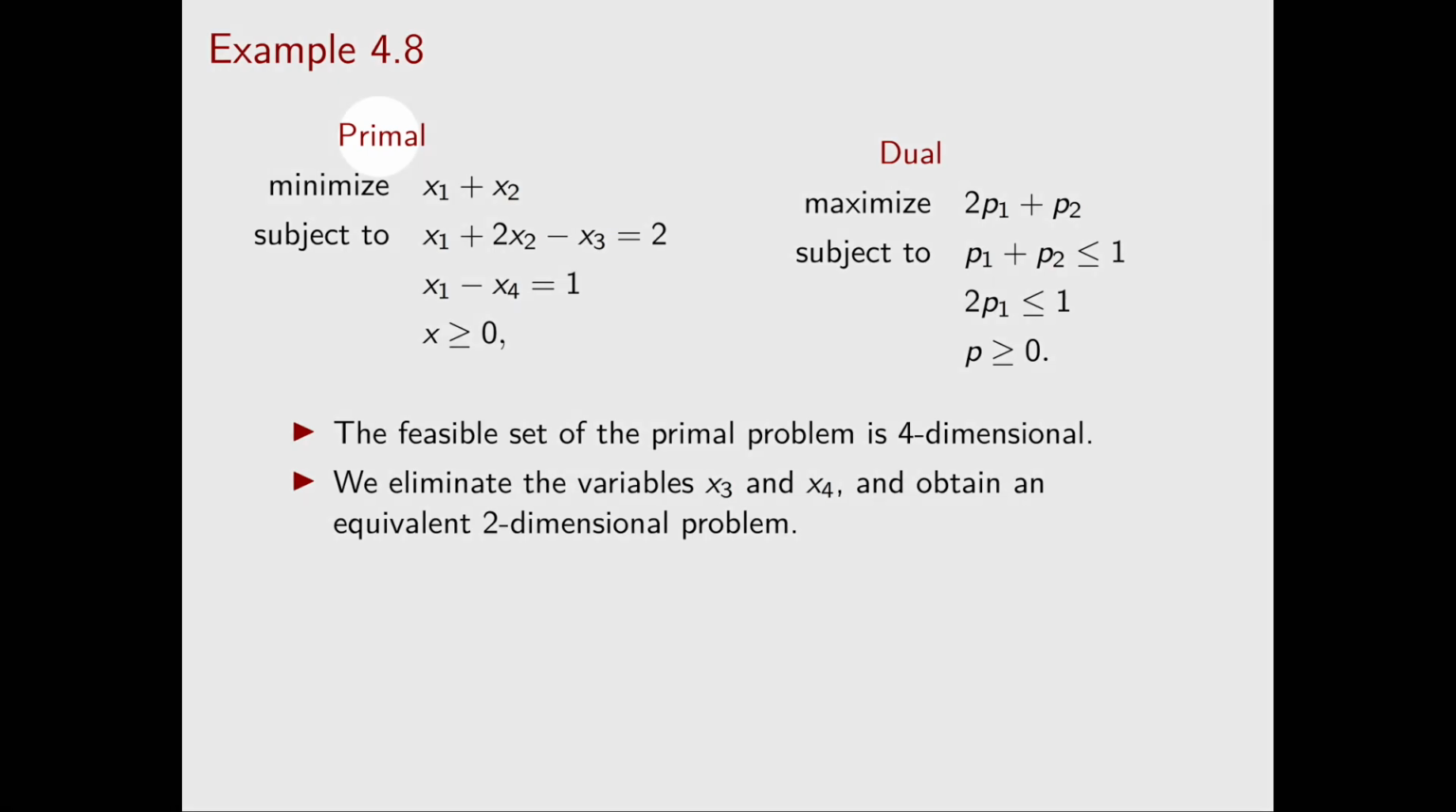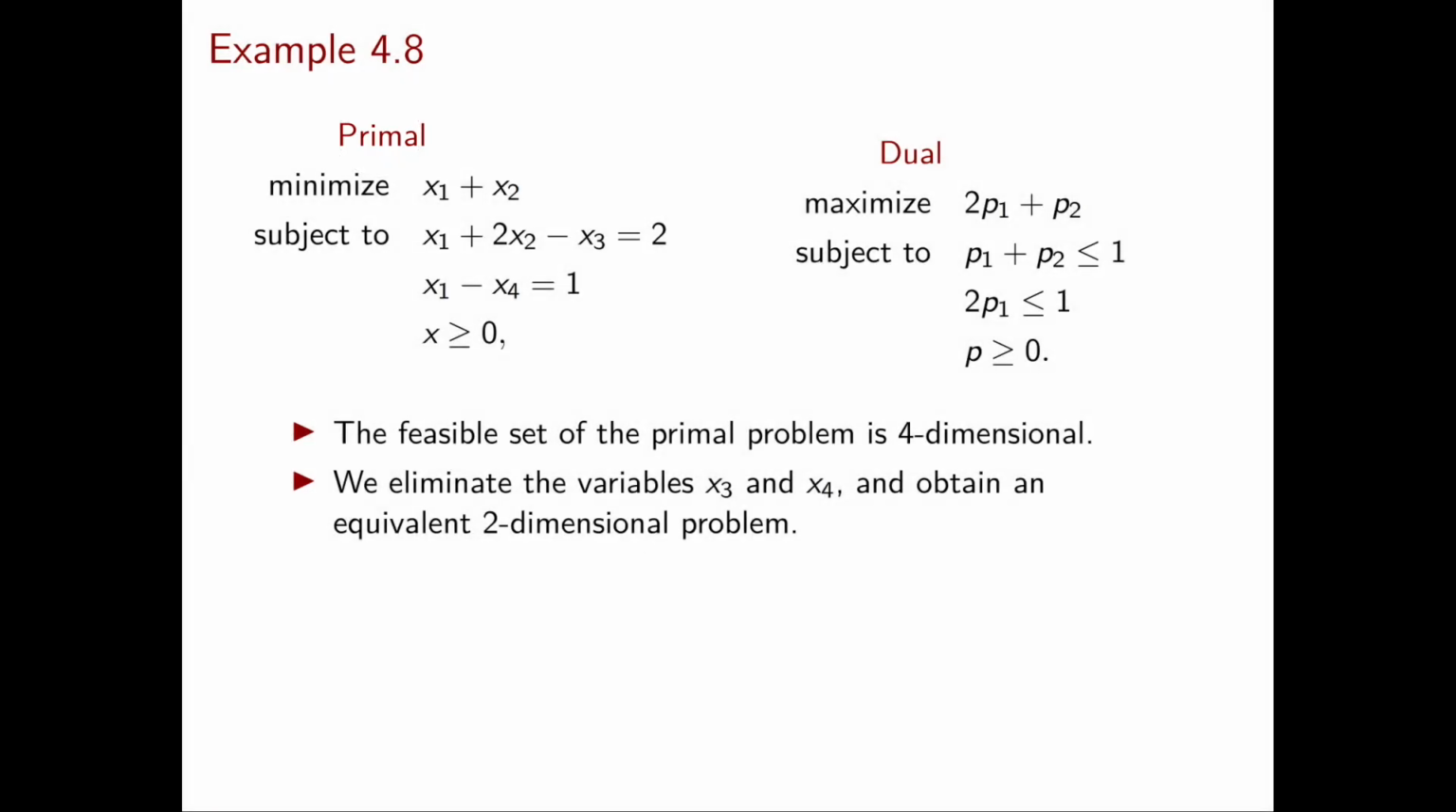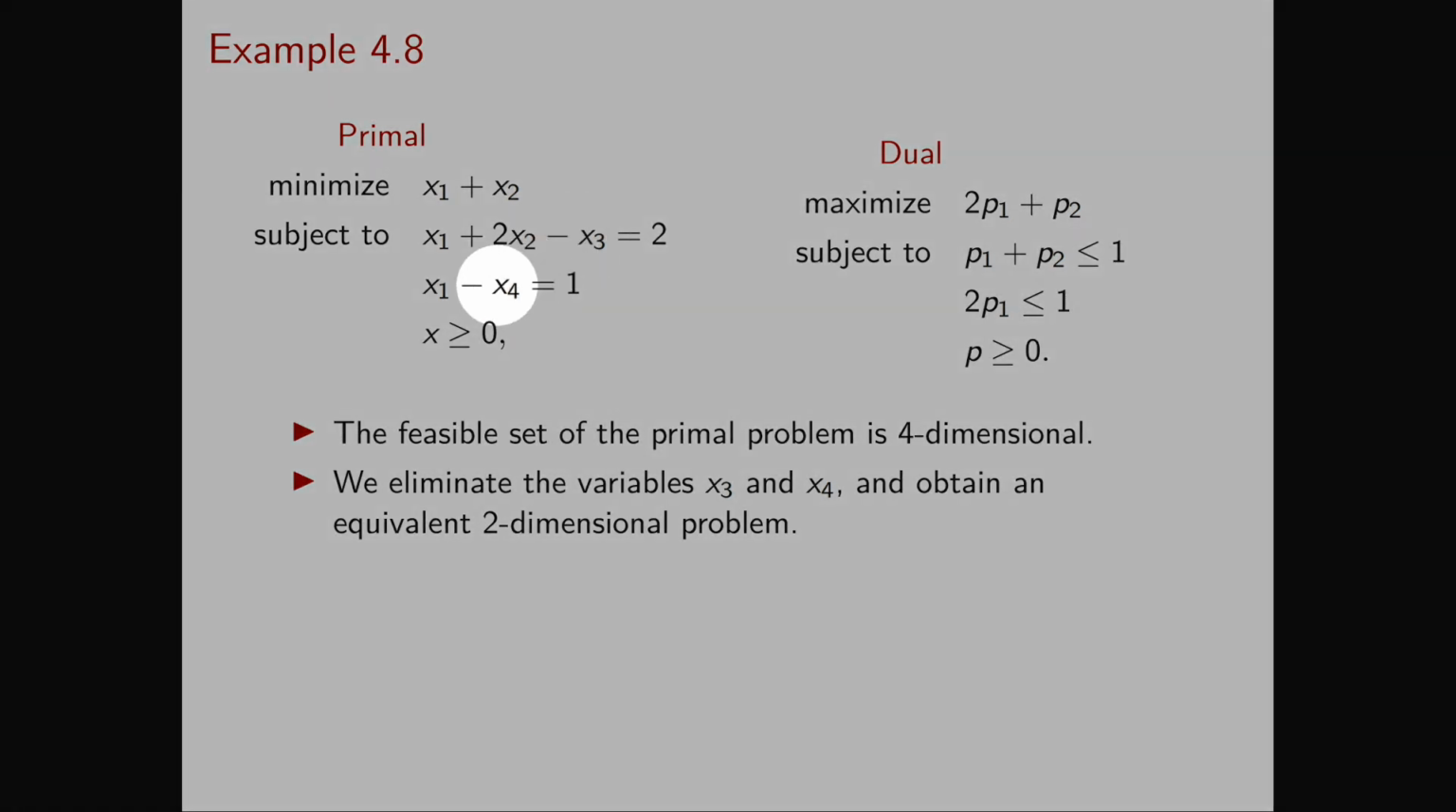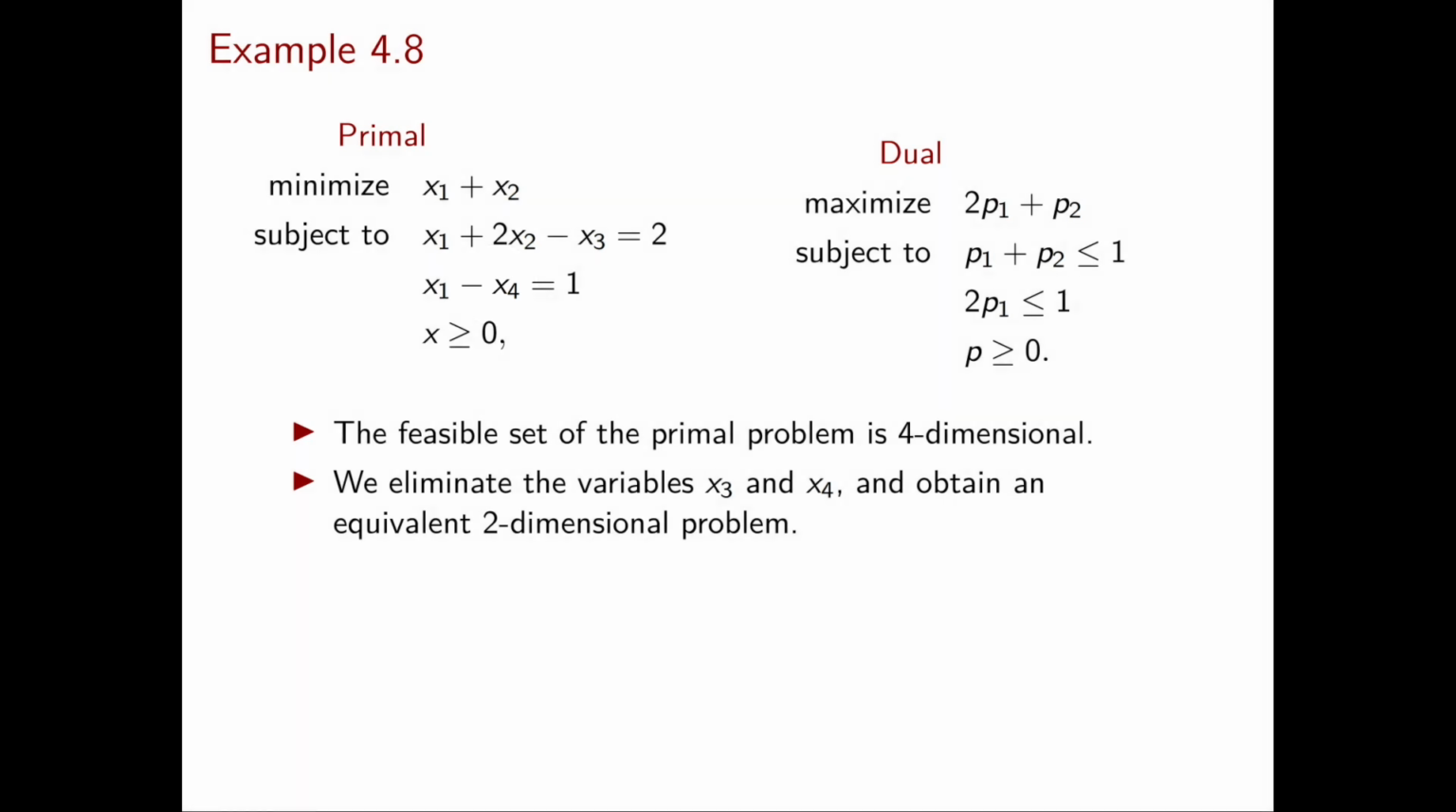On the left we have our primal in standard form, and on the right the corresponding dual. Now the dual problem is easy to visualize because it has only two variables. On the other hand, the primal has four variables. However, the variables x3 and x4 are just the surplus variables, and so we can eliminate them to obtain an equivalent two-dimensional problem.